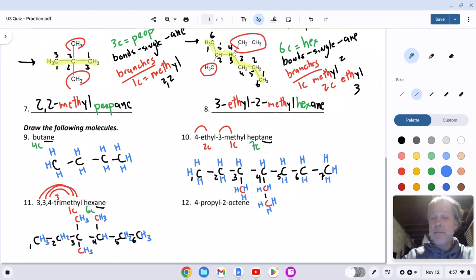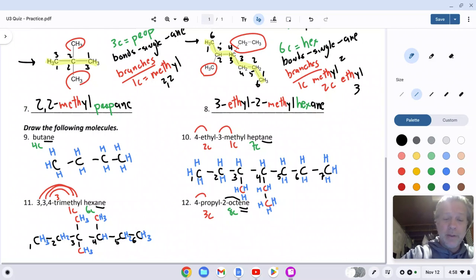Now the last one we're going to do is a 4-propyl 2-octene. The ENE tells me there's a double bond. Oct tells me there's 8 carbons. The 2 in this case tells me the location of the double bond. Prop tells me it's a 3-carbon long branch, and the 4 tells me its location.